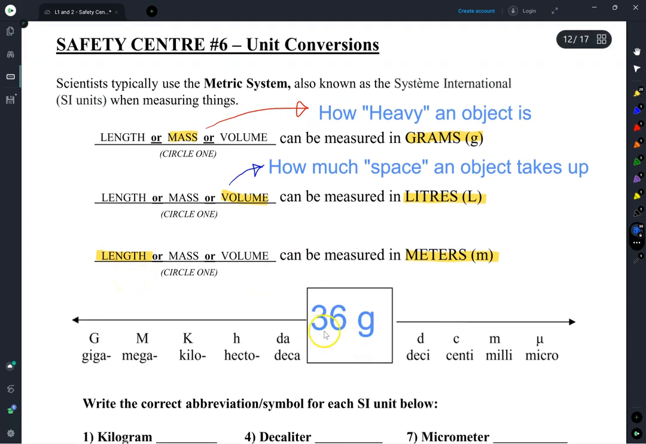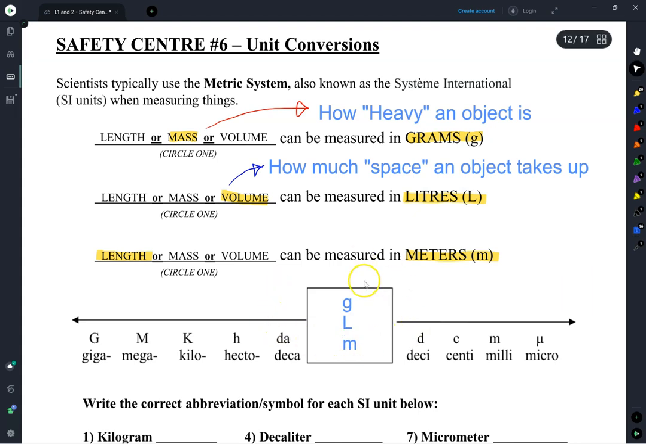So anytime you see a number next to the symbol g, you know that they're referring to the grams, or how heavy an object is. In this case, it has a mass of 36 grams. If the symbol has changed to a capital letter L, you know that they're referring to the liters, right? So the volume, or how much space an object takes up. In this case, the object has a volume of 36 liters. And finally, if you see a lowercase m as a symbol, then you know that they're talking about the distance. In this case, it is a distance of 36 meters, or a length of 36 meters.